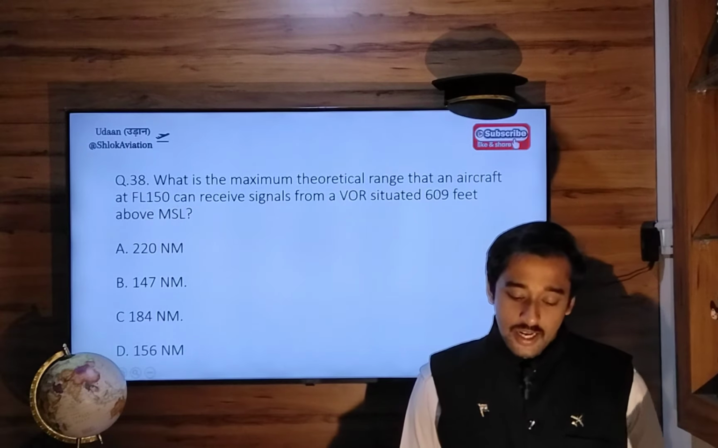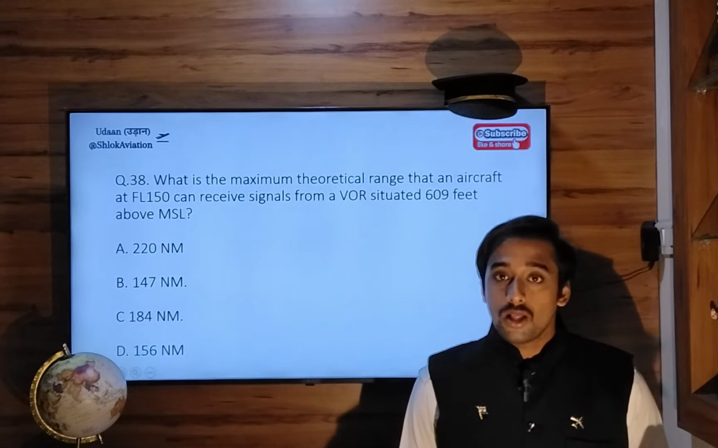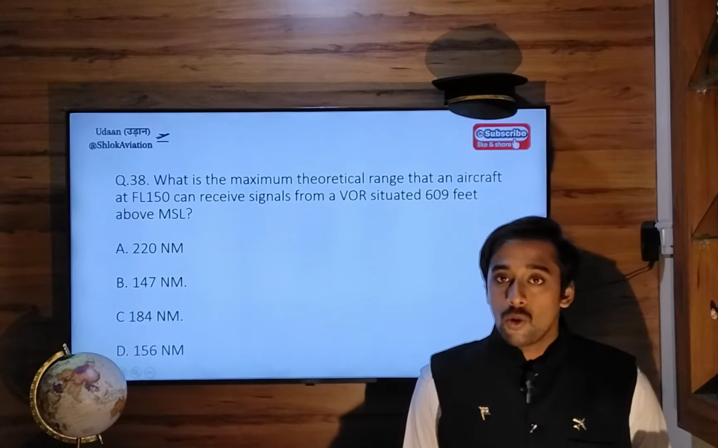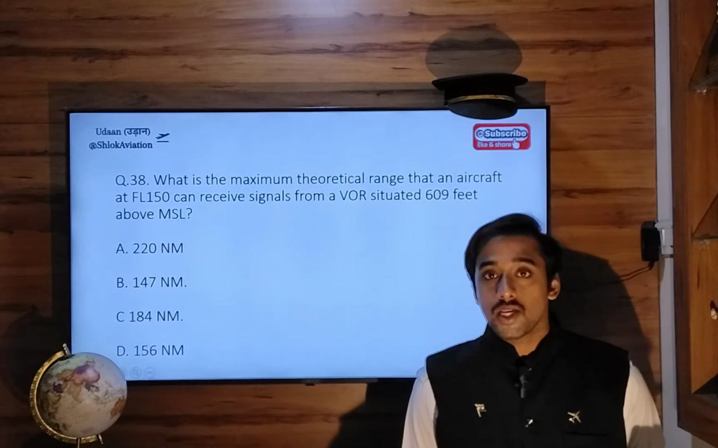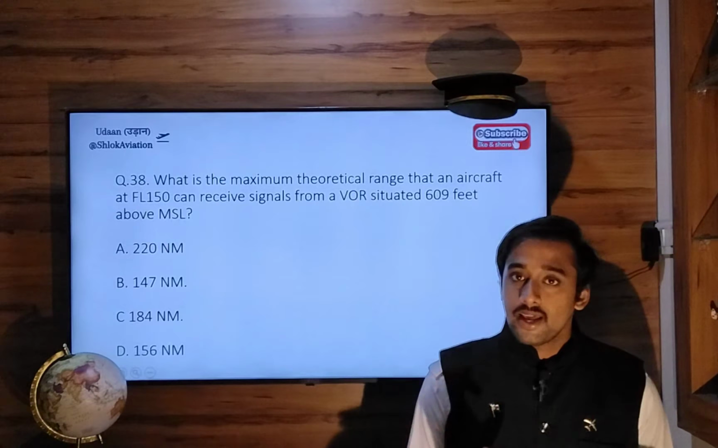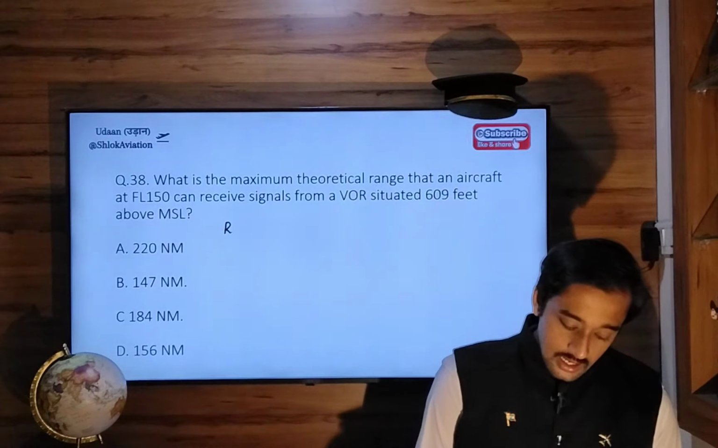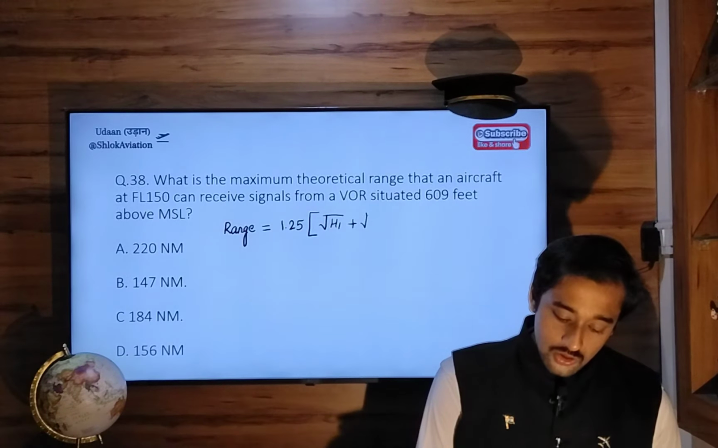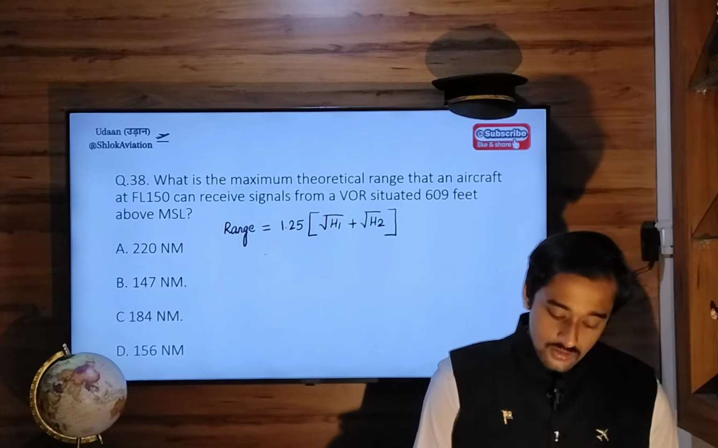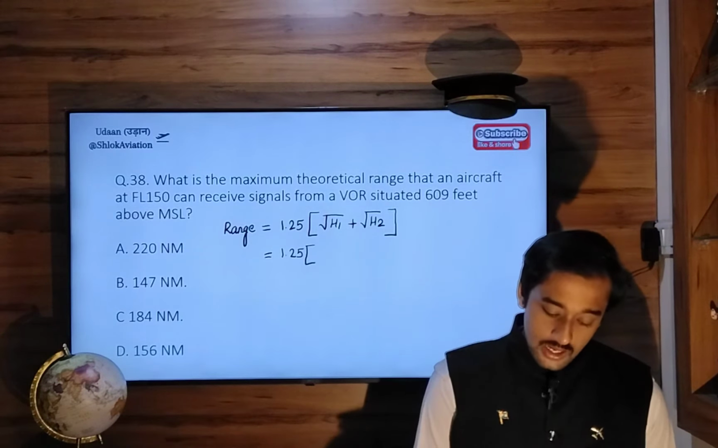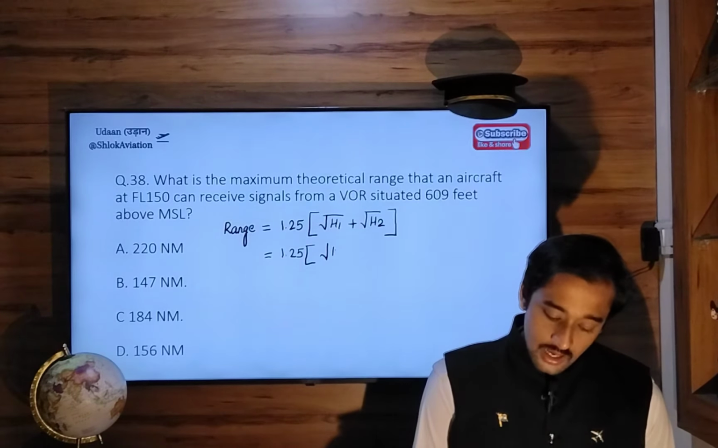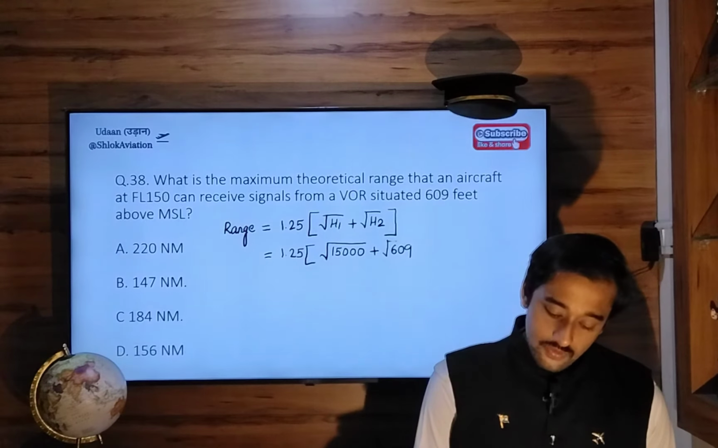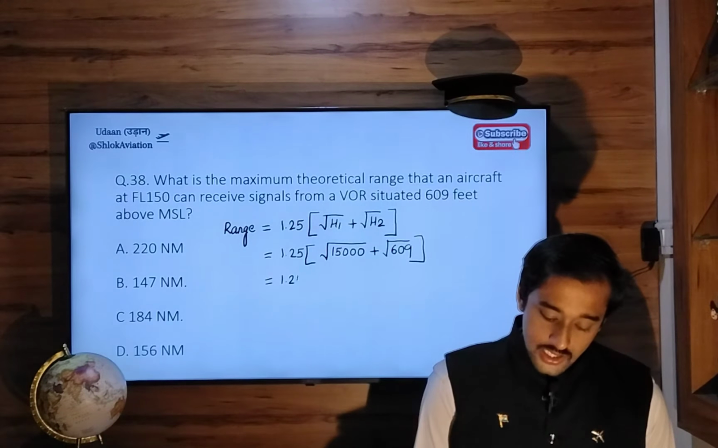What is the maximum theoretical range at which an aircraft at flight level 150 receives a signal from a VOR which is at 609 feet above mean sea level? So to do this type of question, very commonly asked in the exam, the formula is range equals 1.25 times the square root of H1 plus the square root of H2. Somewhere it's 1.23. So H1 is 15,000, the height of your aircraft. H2 is 609 feet, the height of the VOR.